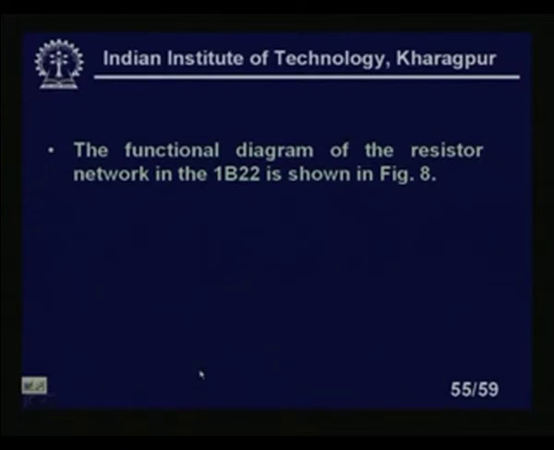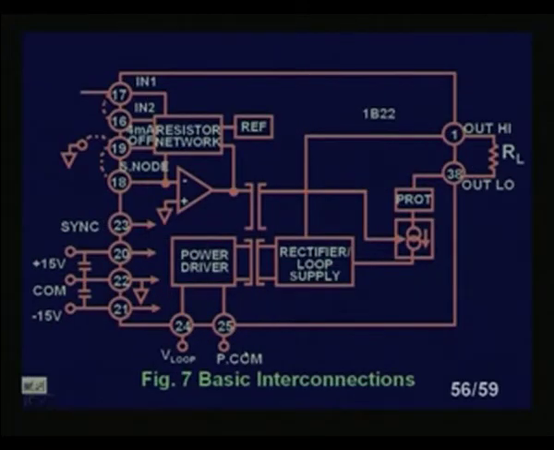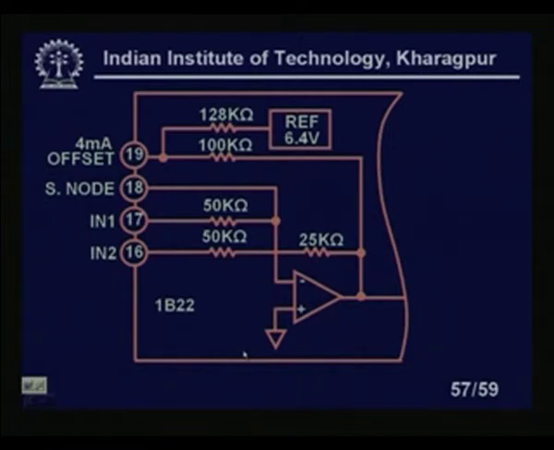The functional diagram of the resistor networks in the 1B22 is shown in figure 8. This is our functional diagram. You can see here how it works actually. Input 1 and input 2, this is the resistor network, 4 milliampere offset. We are using some capacitors here. We have transformers, shown like this. These are the two basic transformers, T1, this is our T2, this is a rectifier, loop supply. You can see here how the resistor networks are connected. These are the resistor networks in this particular chip. What are the internal networks? These are all inside the chip, you can see.